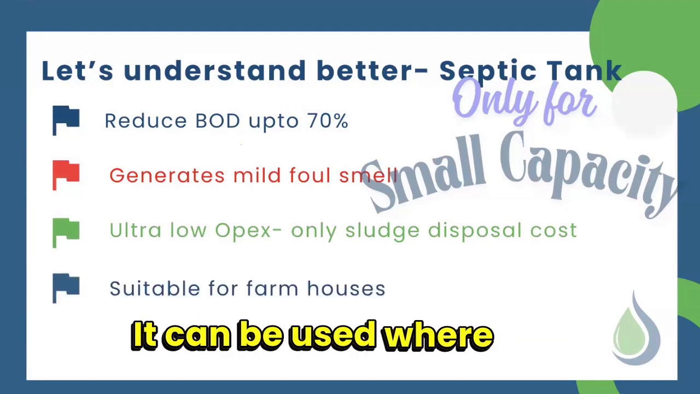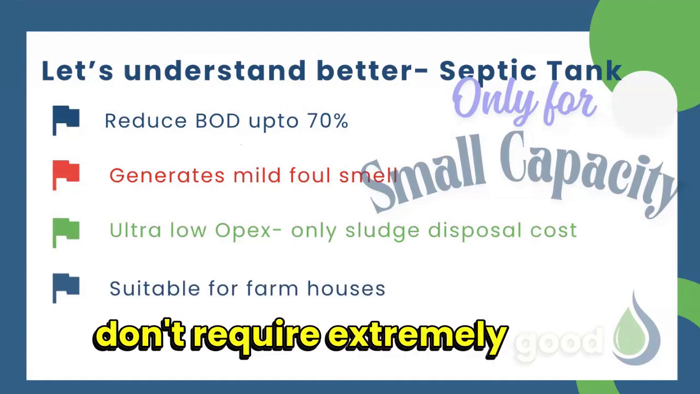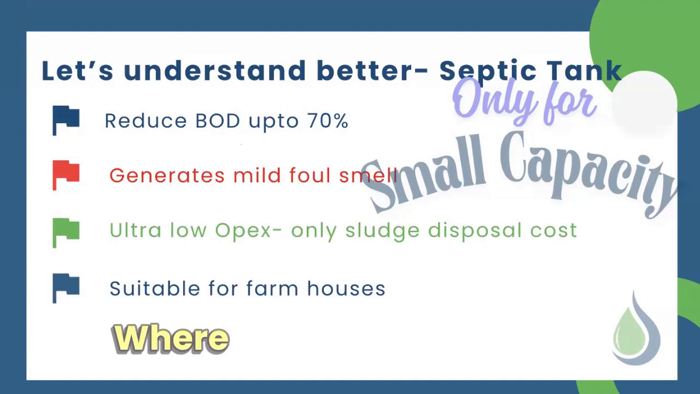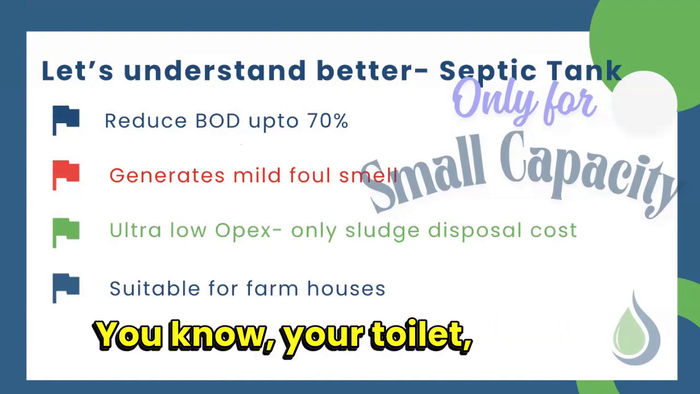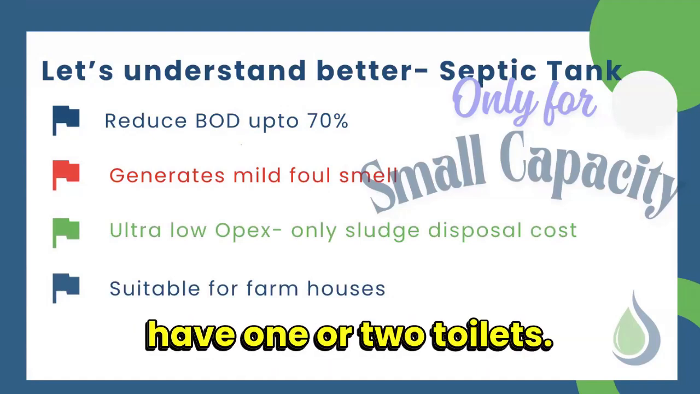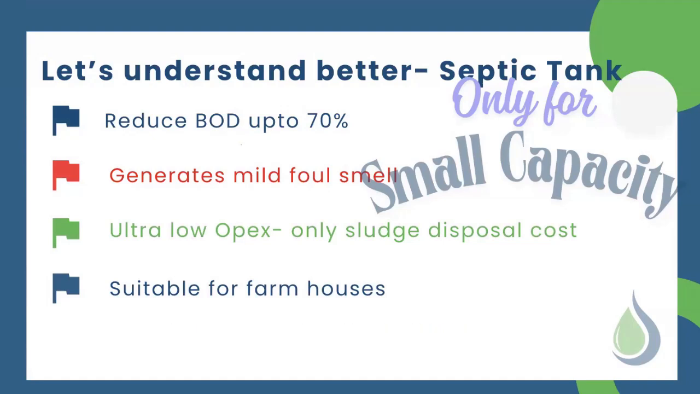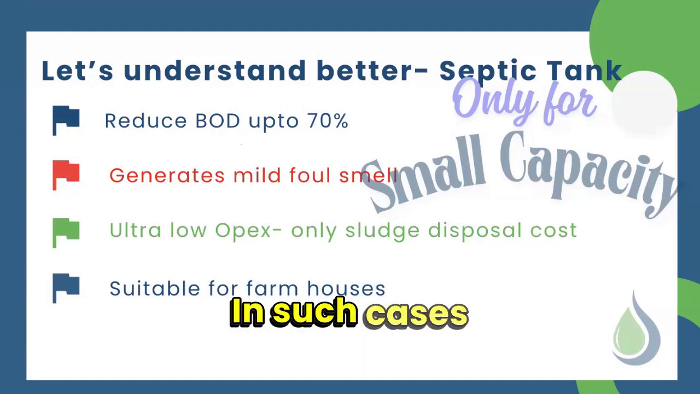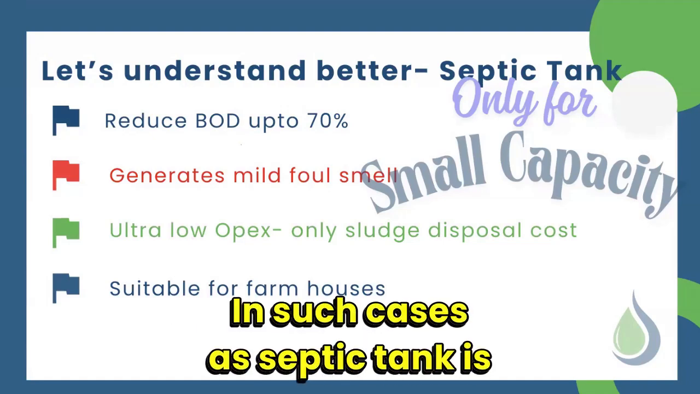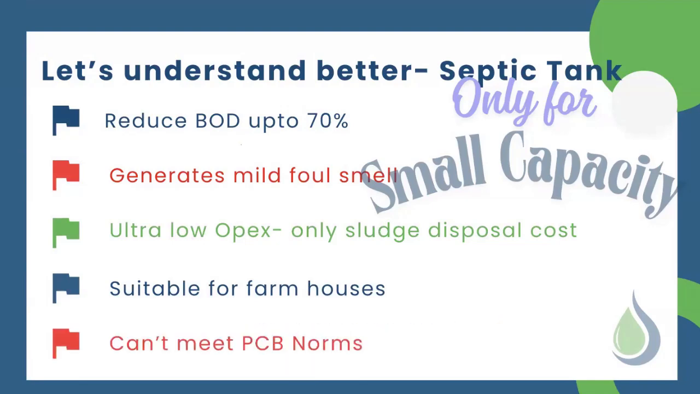Where can it be used? It can be used where you don't require extremely good quality treated water, where there is no problem. Your toilet, maybe in a farmhouse you have 1 or 2 toilets, or you are in a remote area, hilly area, where power is not possible. In such cases, a septic tank is still recommended.